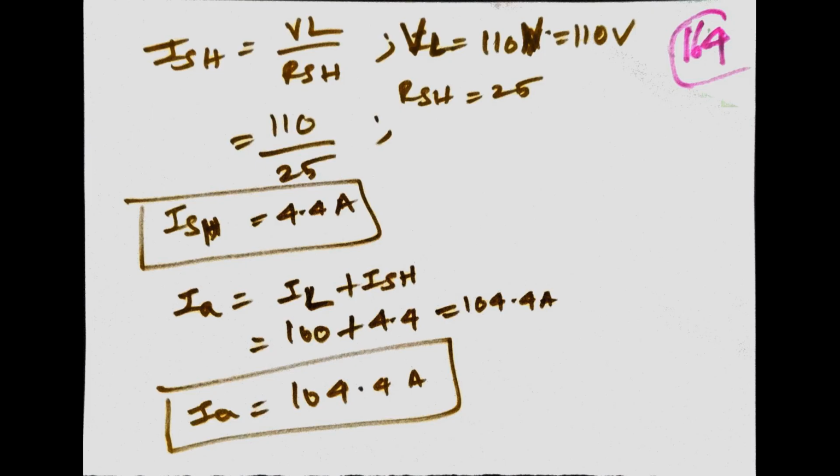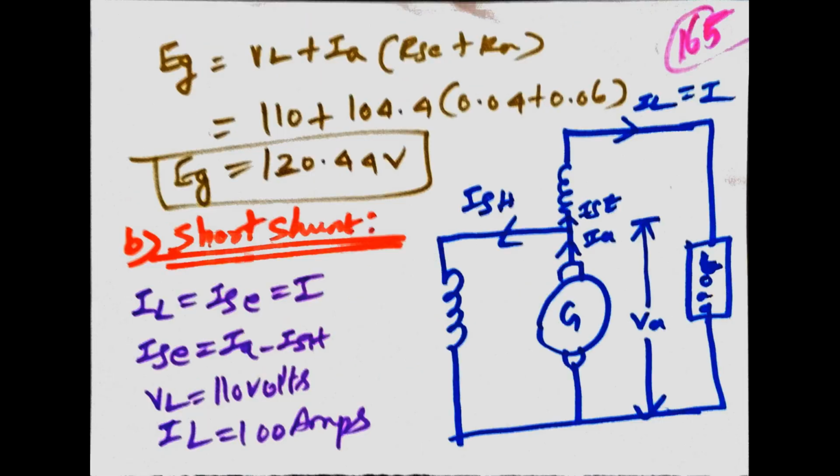IA is equal to IL plus ISH, 100 plus 4.4, which is 104.4 amperes. The IA value is 104.4 amperes. The EG formula for long shunt is VL plus IA into (RSC plus RA), 110 plus 104.4 into (0.04 plus 0.06). EG is 120.44 volts. Now the short shunt circuit is shown in the figure.